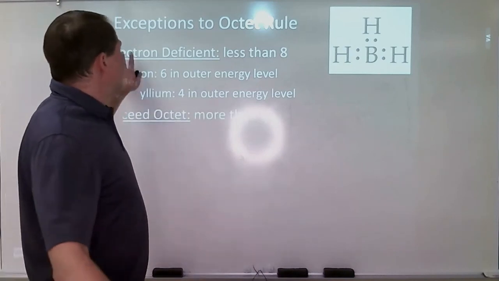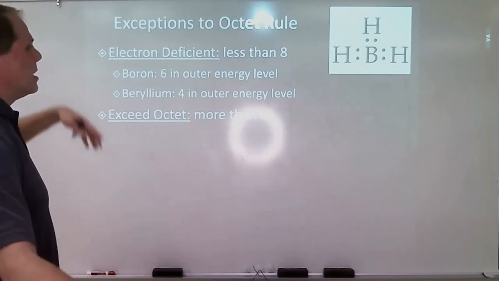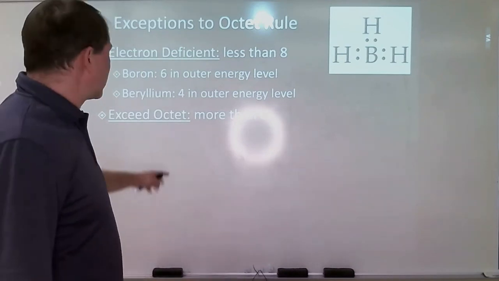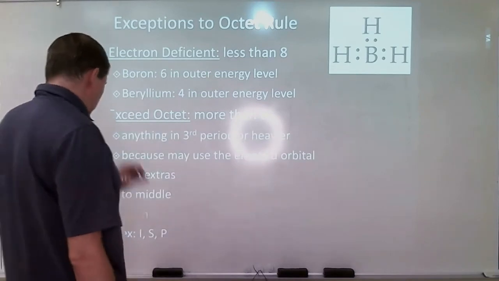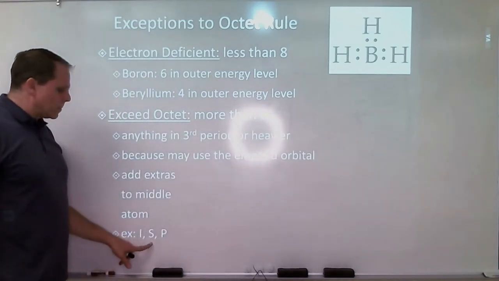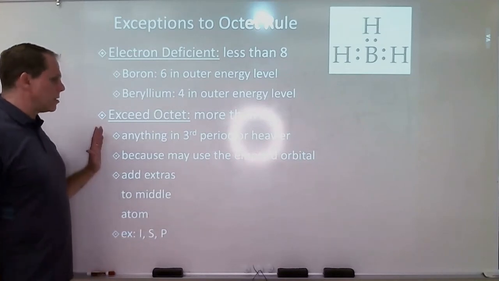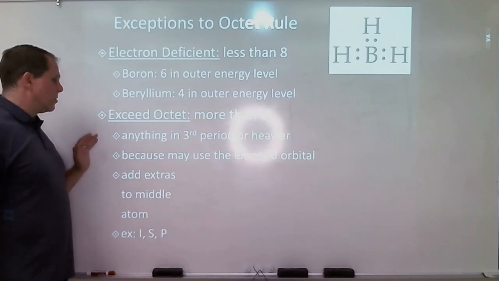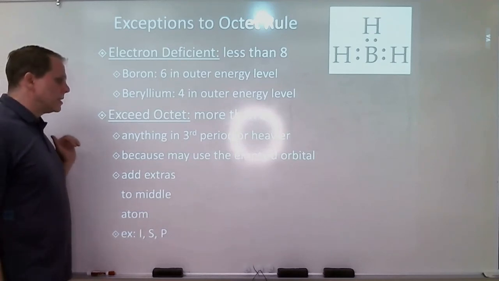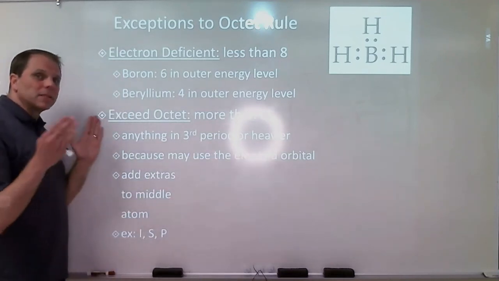So you have some electron deficient examples, but you also have some electron abundant examples where you exceed your octet. You have more than 8. Phosphorus is one of those. It likes 10. Sulfur likes 12, okay? Basically, anything in the 3rd period or heavier might end up having some of these exceptions, right? Because they're using some of the empty d orbital slots, okay?